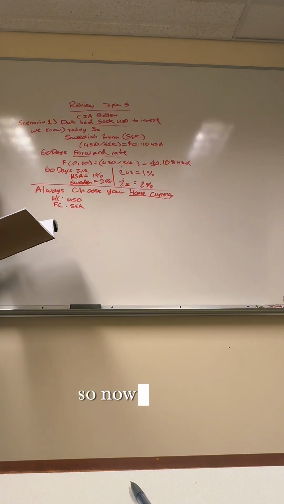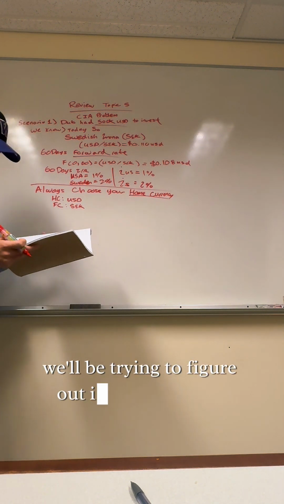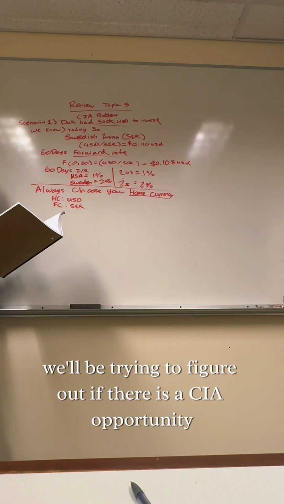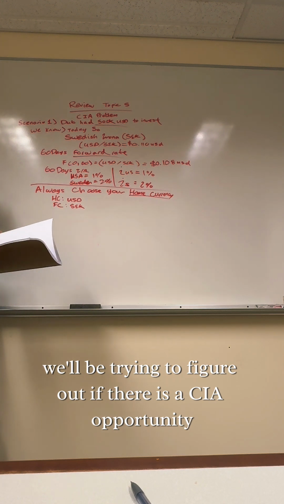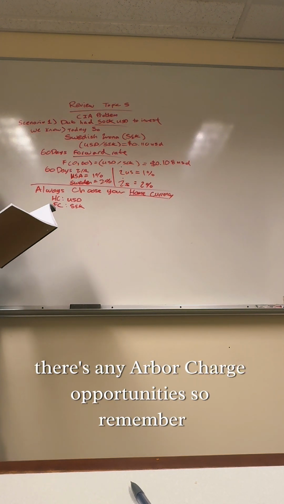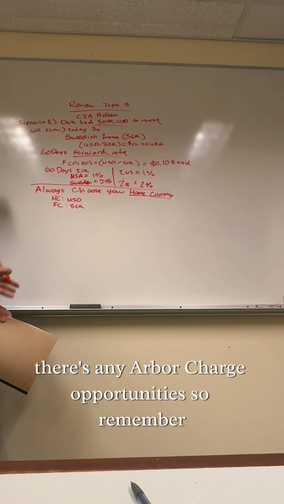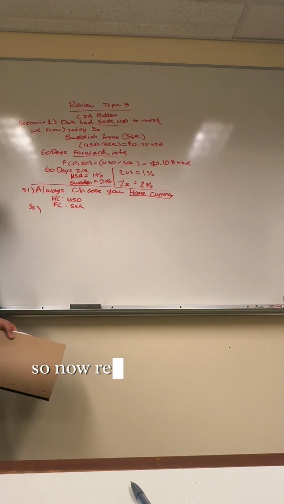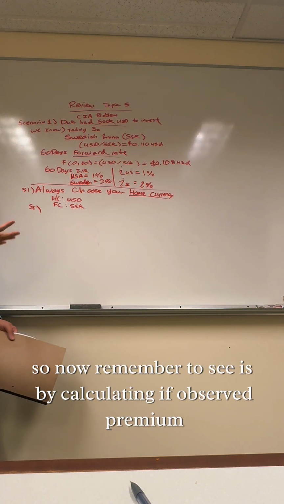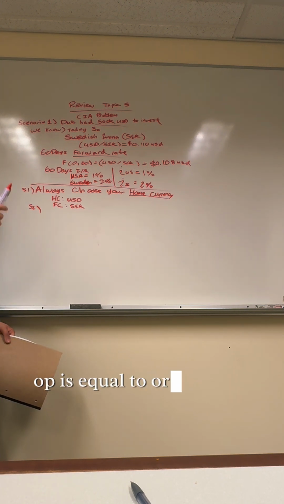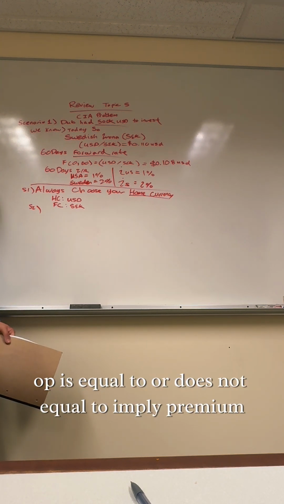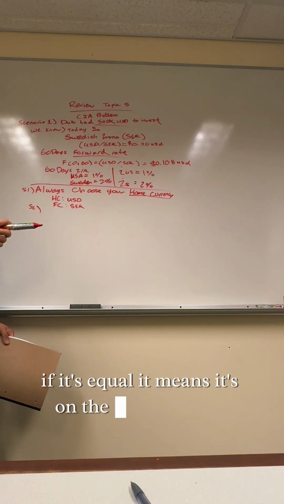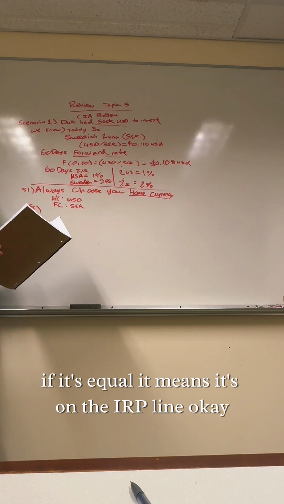So now step 2, we'll be trying to figure out if there is a CIA opportunity, any arbitrage opportunities. Remember to see this by calculating whether the observed premium, OP, is equal to or does not equal the implied premium. If it's equal, it means it's on the IRP line.